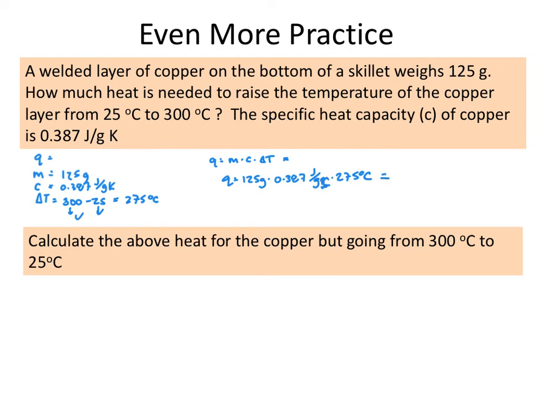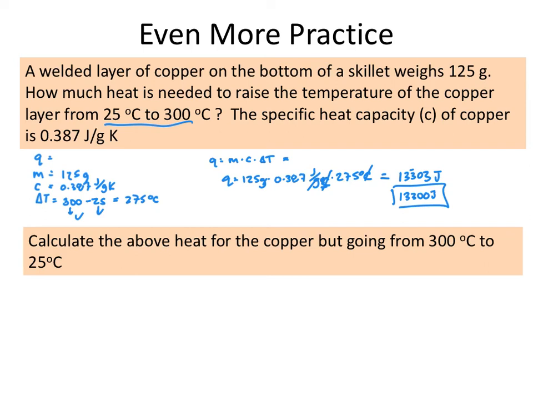So we're going to go ahead, we're going to plug this in our calculator, and that's going to give us the following. Okay, Celsius, Celsius. Okay, grams, grams canceled. Joules is what's left. Got 3 sig figs, so joules, okay, is our answer. So this is the amount of heat that we would need to add to the copper layer in order to get it to change by this amount.